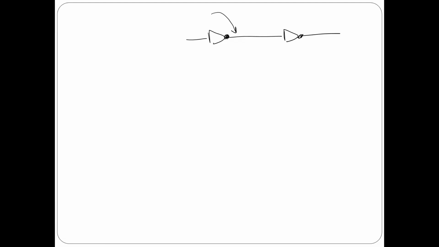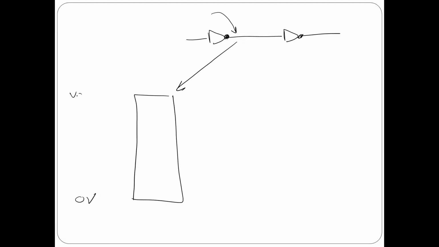So I'm going to tell you how it works. For the output here, it is actually something like that. Look here. This is the ground, 0 volt, and this is VCC, which is actually 5 volt. So we have here V output low maximum, and we have here V output high minimum.